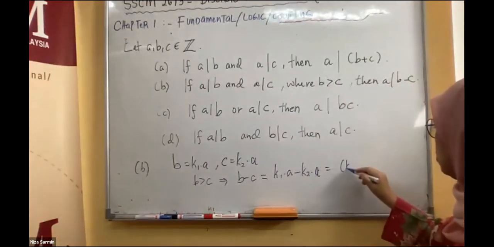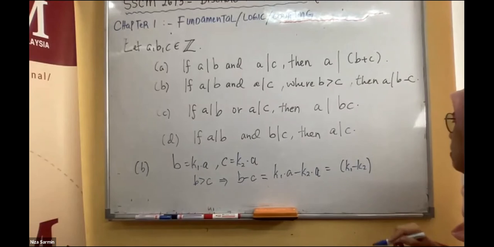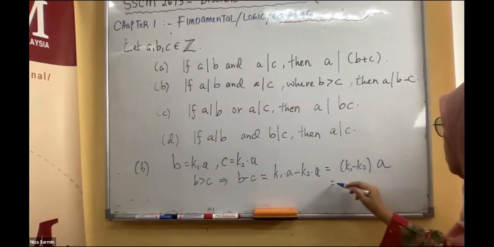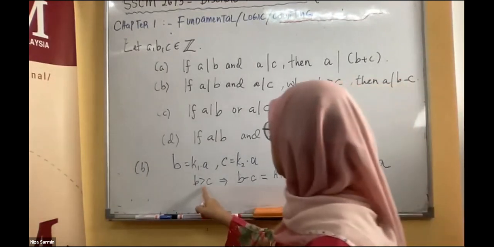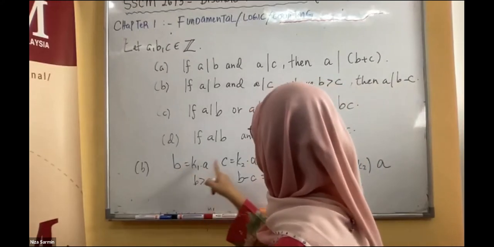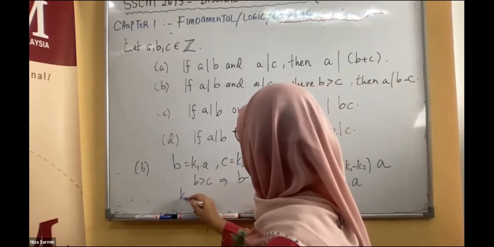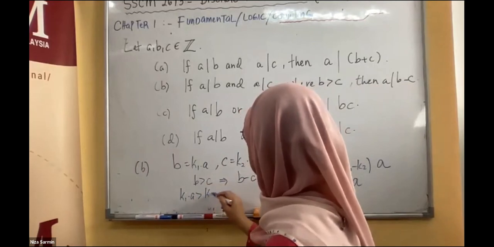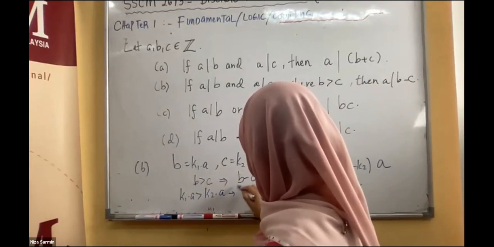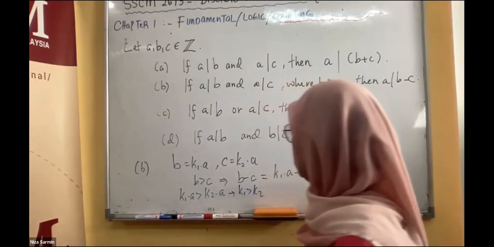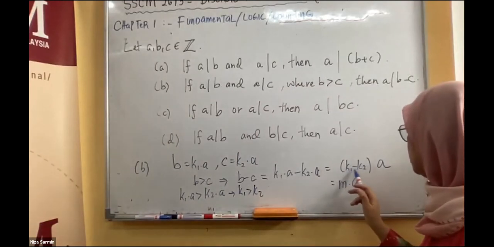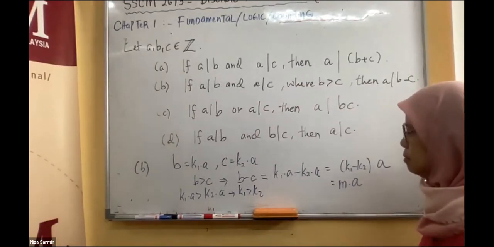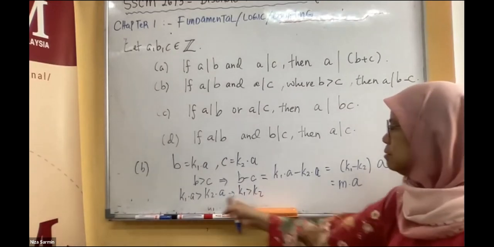Okay, so K1 minus K2 times A, right? B is bigger than C. This is bigger than this. This means K1A bigger than K2A. This means K1 bigger than K2. Then you subtract, you get something in integer also. But it doesn't matter, it can be this.